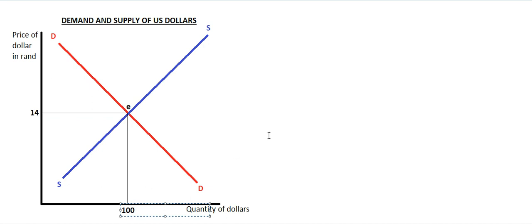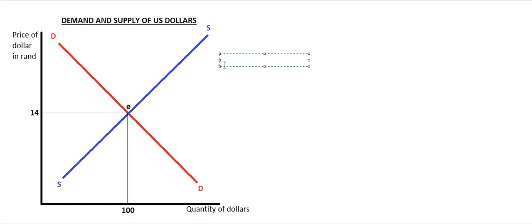Now what is important is you have to be able to do this, because obviously we're trying to see how exchange rates are formed. The exchange rate is the price of one currency in terms of another. The way that this graph is drawn, it's demand and supply of dollars. So we are basically finding the exchange rate. What is the price of a dollar in rand? So how much rand do we have to give to buy $1?